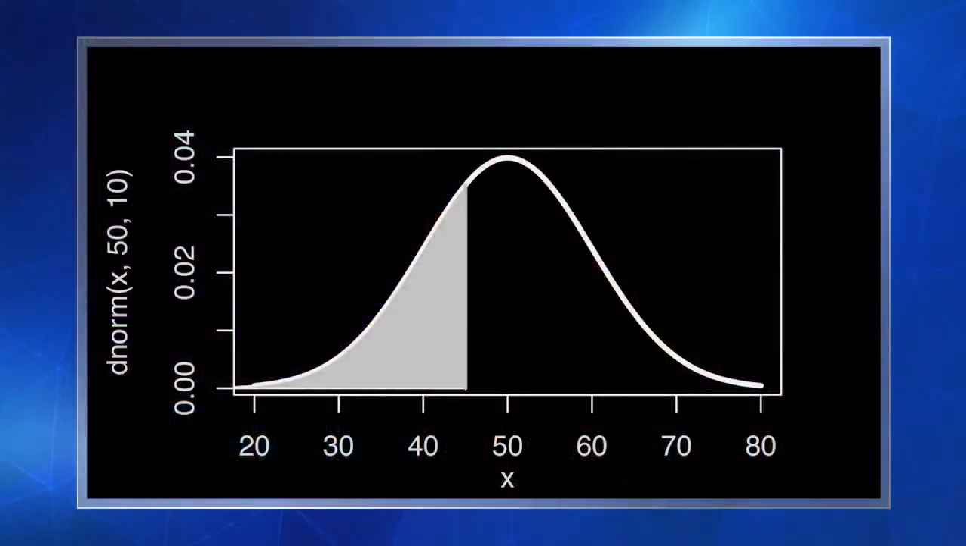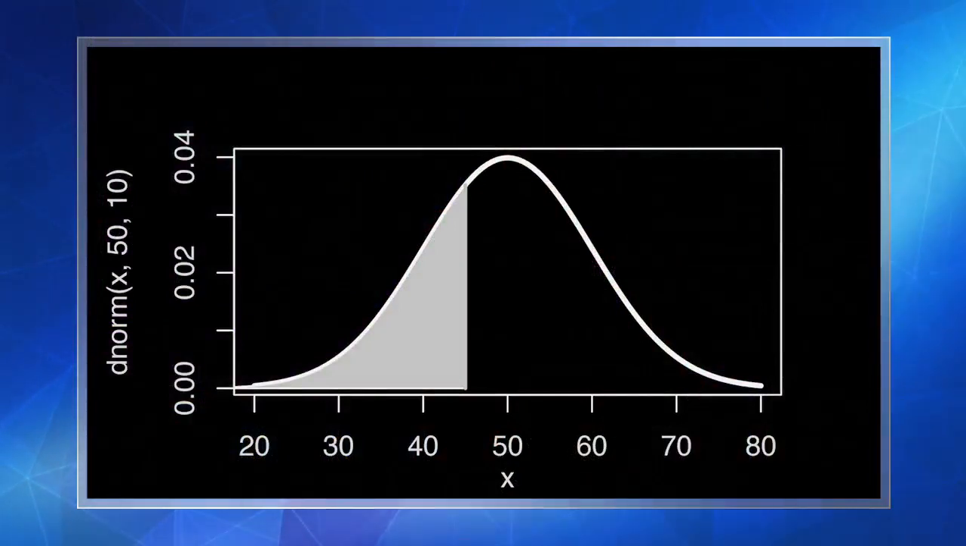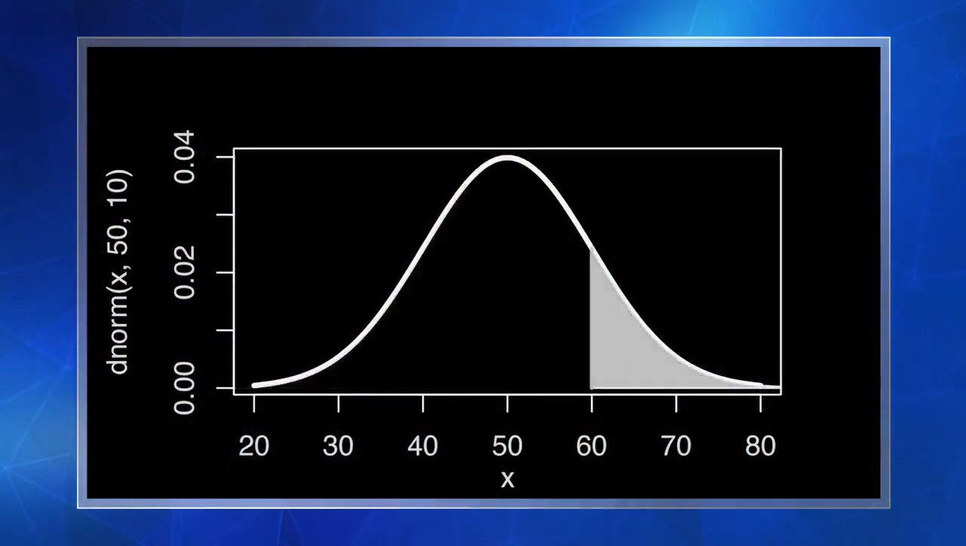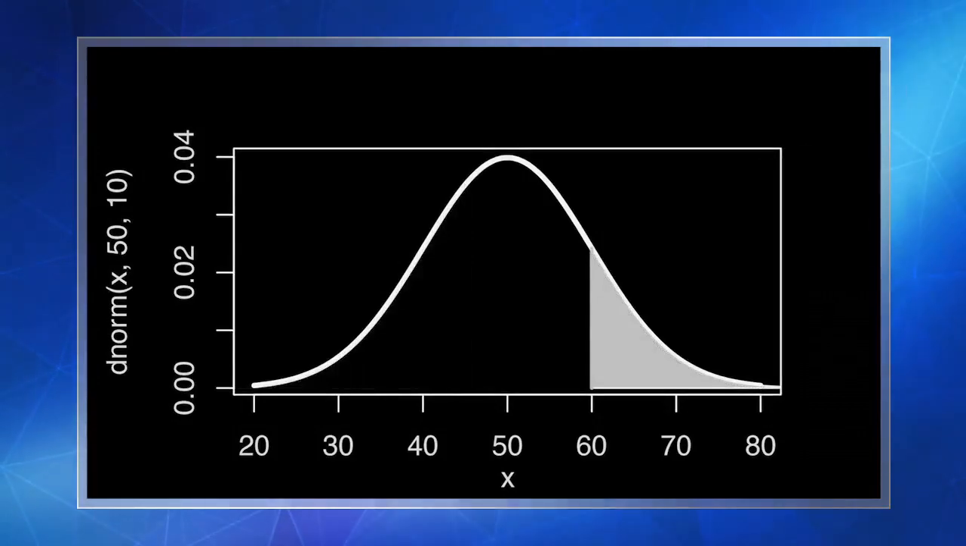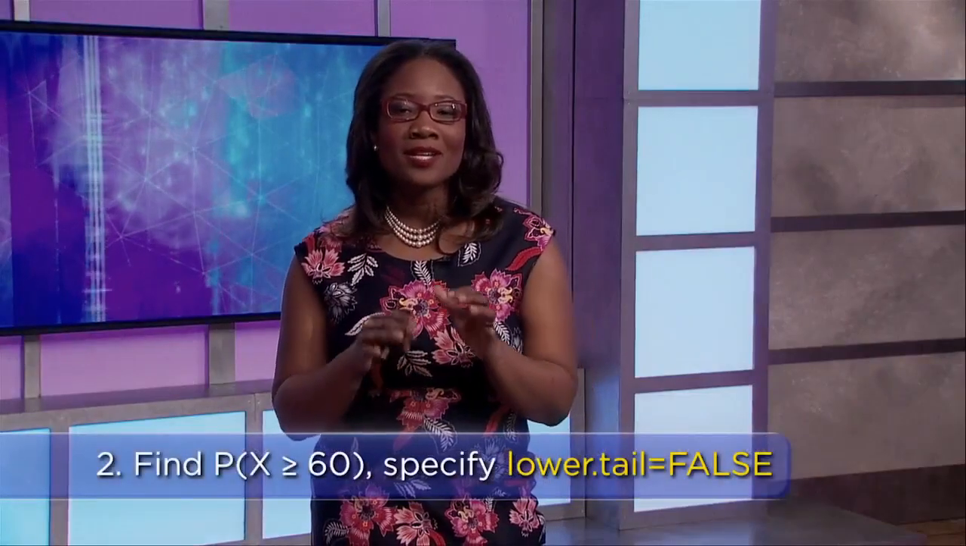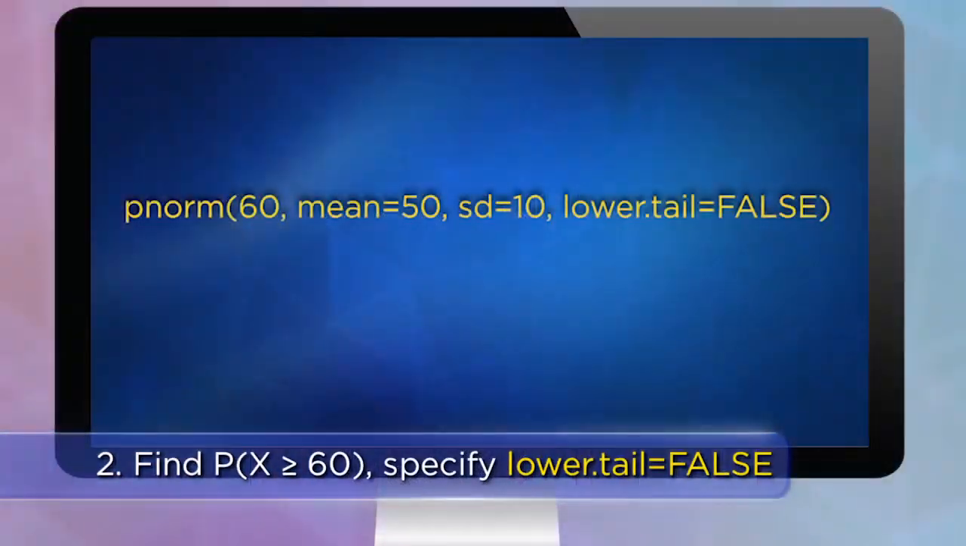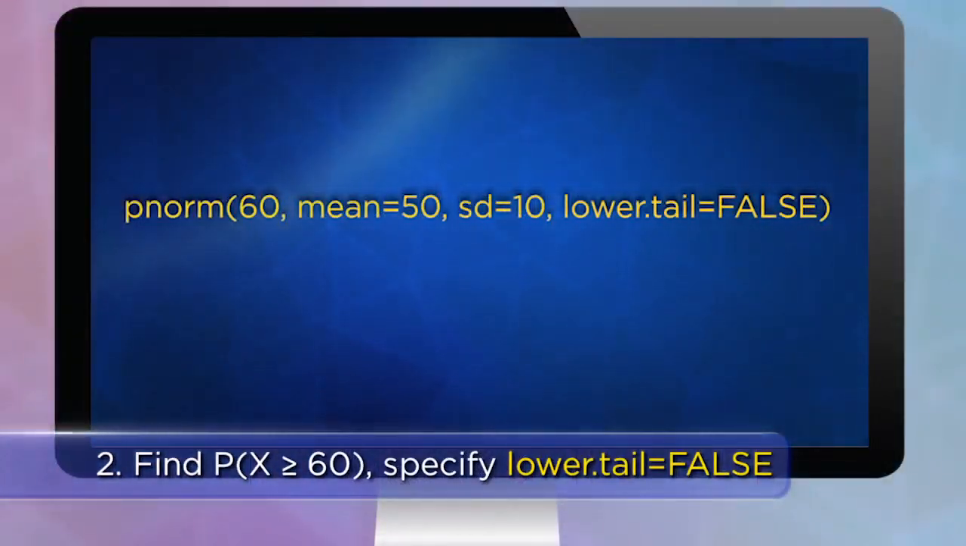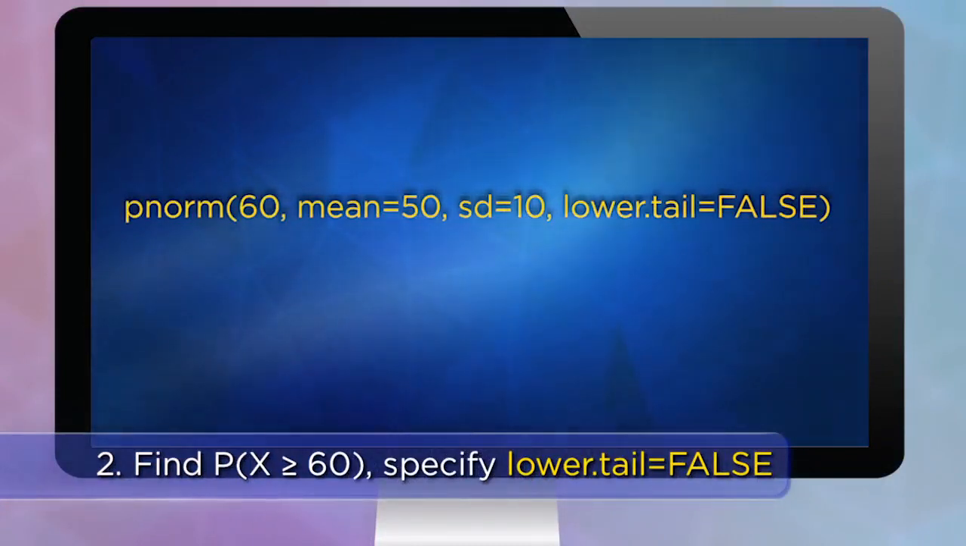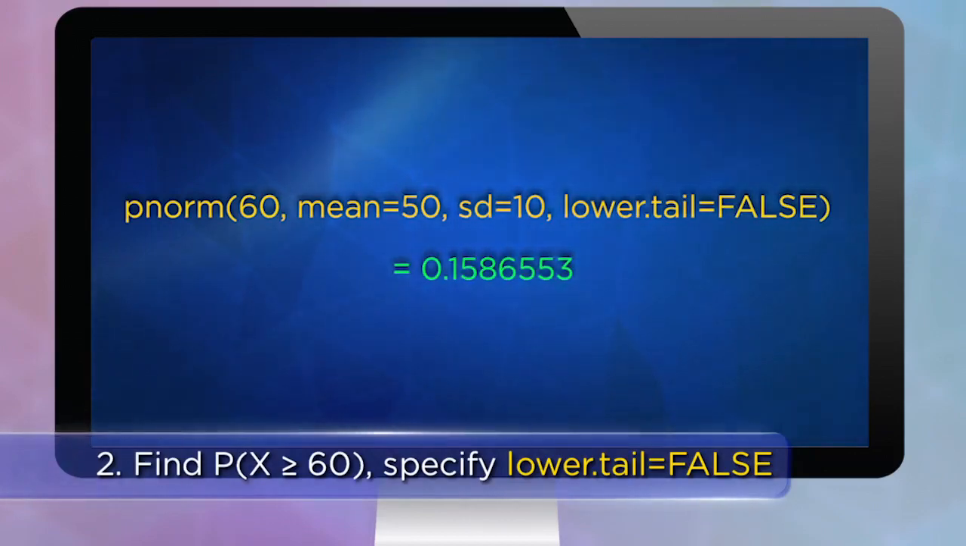We don't even have to stop there. What's the probability that X is greater than or equal to 60? Well, now we have to use it in a slightly different way. The pnorm function assumes that lower.tail is equal to TRUE, so we're accumulating the distribution through the lower tail. But in this case, we actually want the upper tail probability because we want X greater than or equal to 60. So with pnorm, you can specify that lower.tail is equal to FALSE. Here's how we do that: pnorm of 60, mean of 50, standard deviation of 10, lower.tail equal to FALSE. And that gives us a little over 15%.